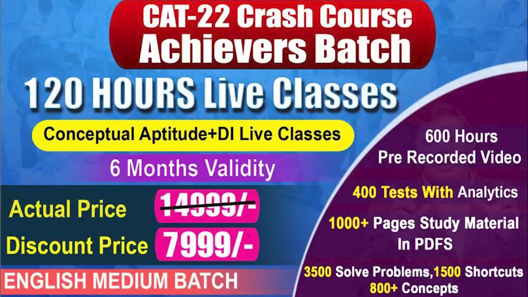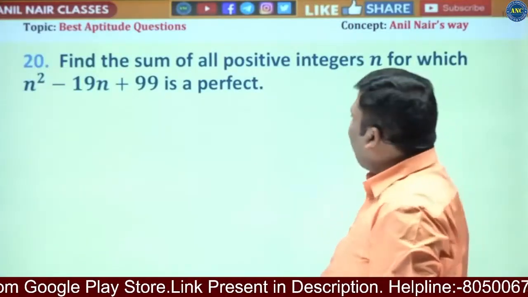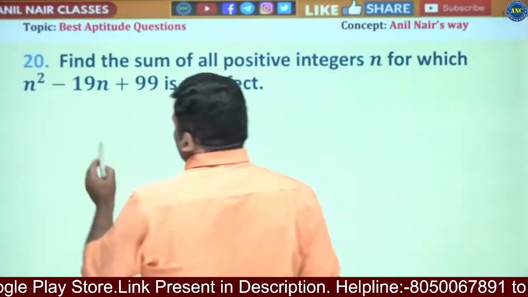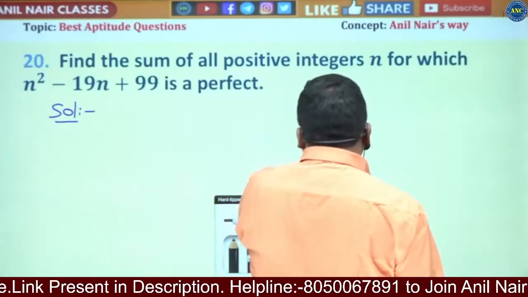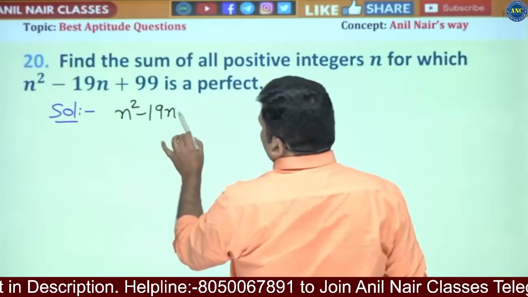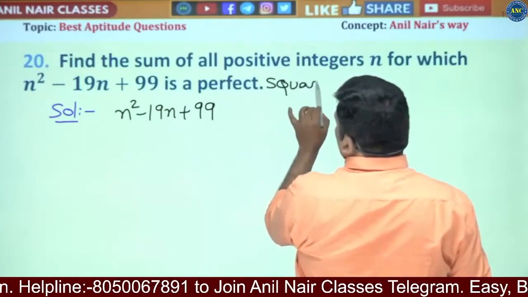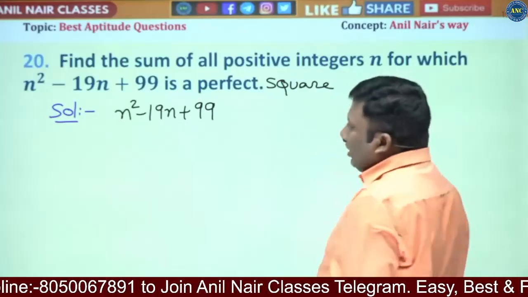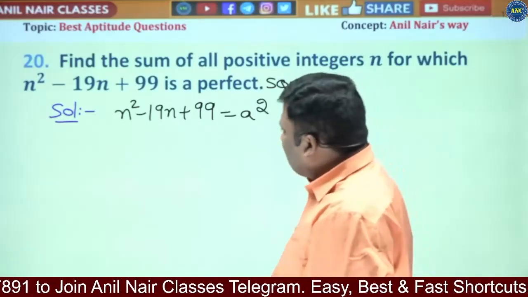20th question. Find the sum of all positive integers n for which n square minus 19n plus 99 is a perfect square. Listen carefully, very, very good question it is. Again the question is on perfect square. n square minus 19n plus 99 is a perfect square.